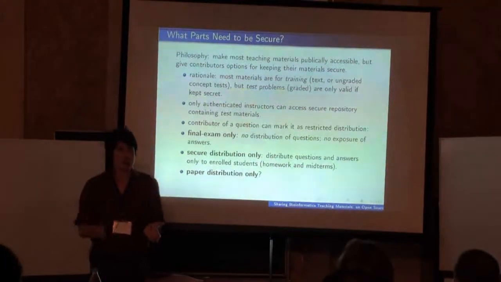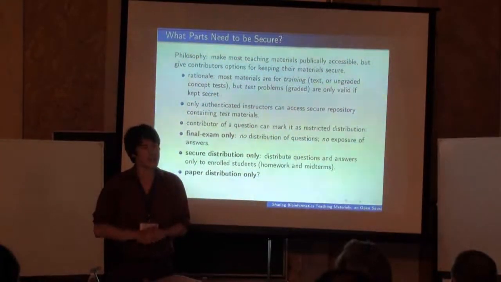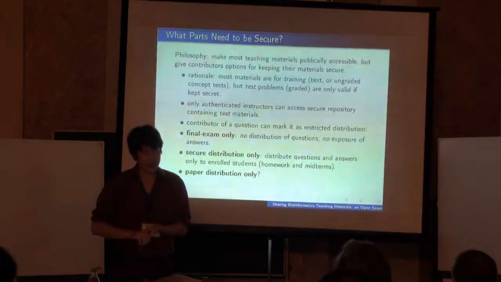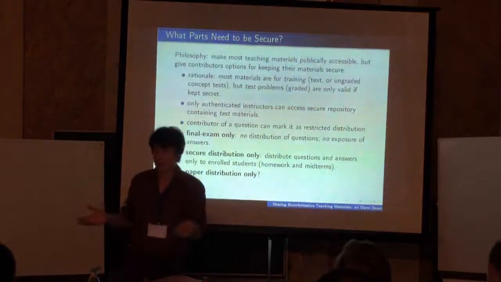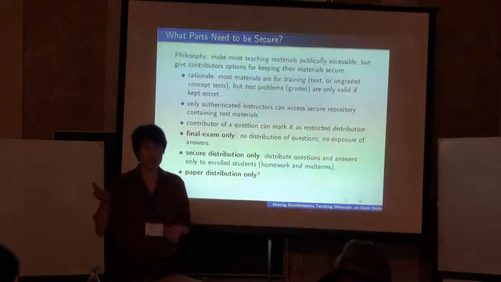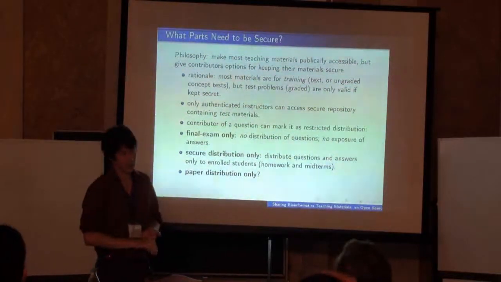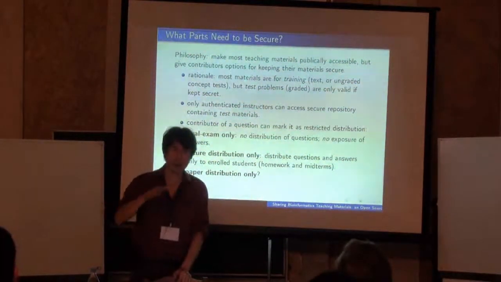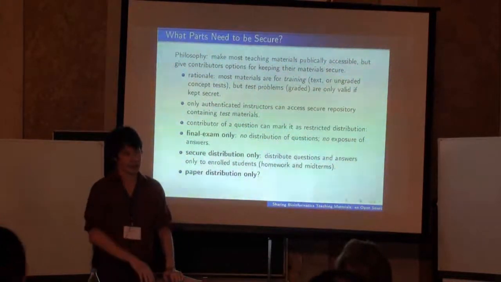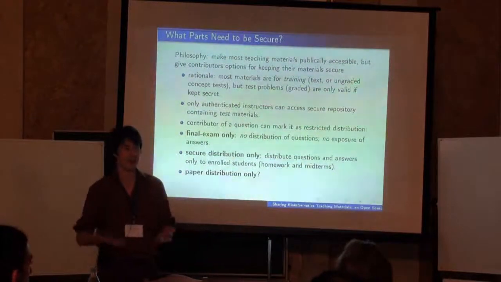There are, of course, issues about sharing of materials that could be used for graded testing. And I guess what I would propose is that most of the materials would be publicly accessible, and I've made most of my materials already publicly accessible, but that contributors would have the option to specify what level of security they would want for specific questions. For example, to mark something as final exam only, so no distribution of either the question or the answers, or limited distribution where, for example, only enrolled students would be allowed to see questions and answers, etc.